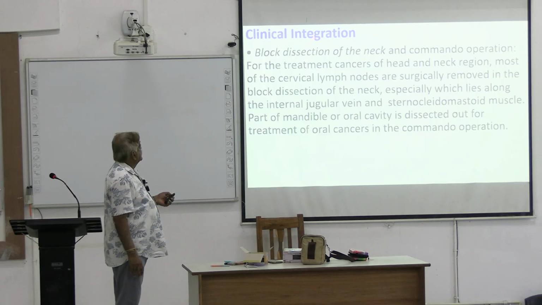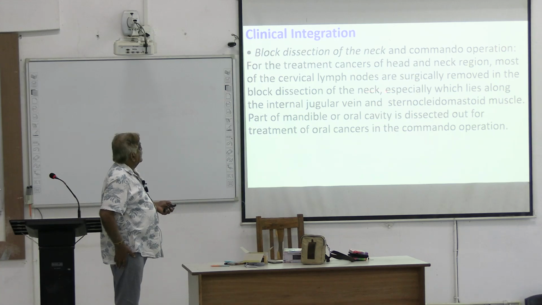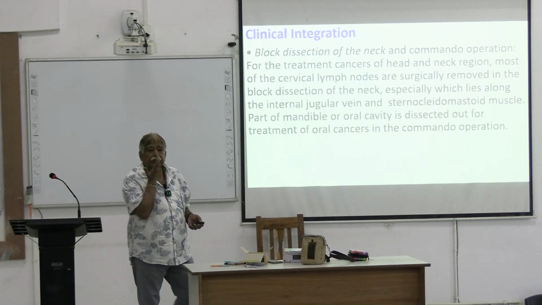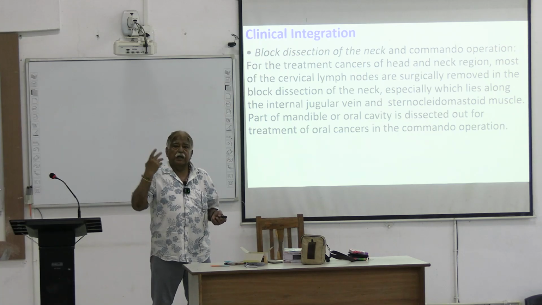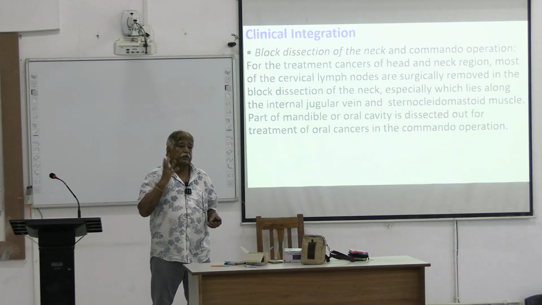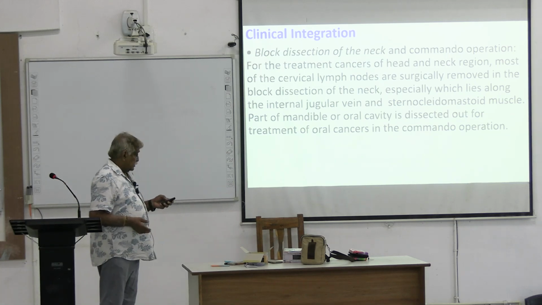Now, block dissection of the neck, Commando Operation, for the treatment of cancers of the head and neck region. Most of the cervical lymph nodes are surgically removed in the block dissection of the neck, especially those which lie along the internal jugular vein and sternocleidomastoid muscle. Part of the mandible or oral cavity is dissected out for treatment of oral cancer in the Commando Operation. Sometimes a portion of the mandible is dissected out, along with block dissection of the cervical lymph nodes. This is known as the Commando Operation.